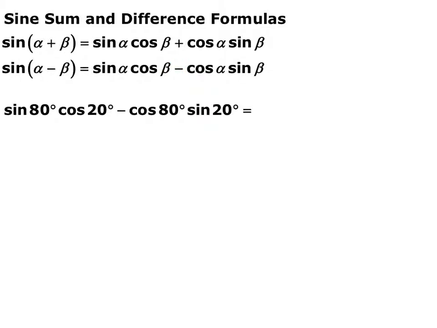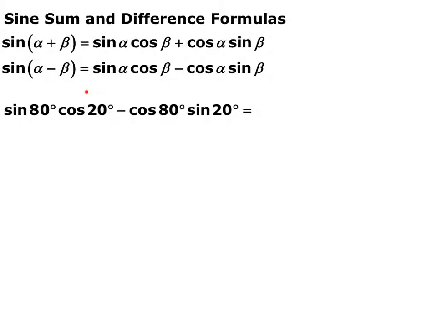So on the previous examples we always split a bigger angle into the sum, or it could be difference, of two different angles that are on the unit circle, but you could also go the other way around. So here we have the sine of 80 degrees times the cosine of 20 degrees minus the cosine of 80 degrees times the sine of 20 degrees. So this looks like the sine difference formula that we have up here.